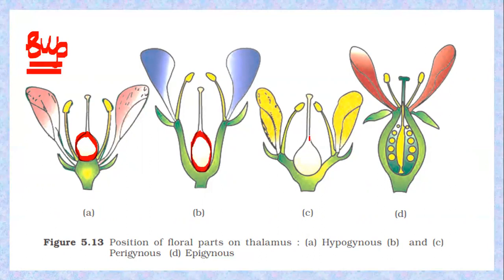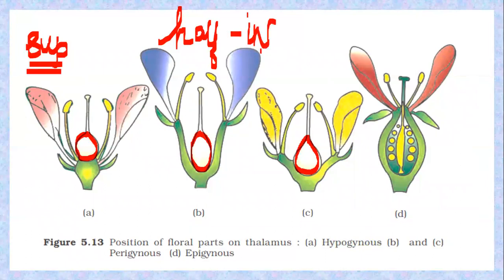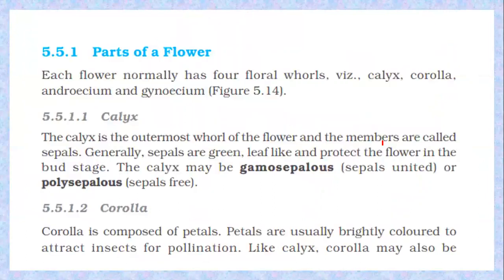Look, this is the gynoecium. These are located at the rim of the thalamus, so they are known as half inferior. They are not superior, they are not inferior, but they are half inferior. And look, the entire gynoecium is present below. All other floral whorls are above, so they are known as the inferior ovary. Done, everybody? Yes.